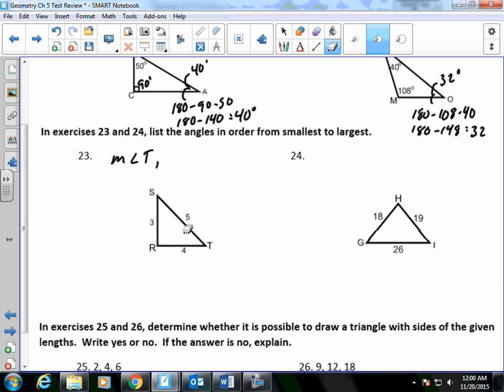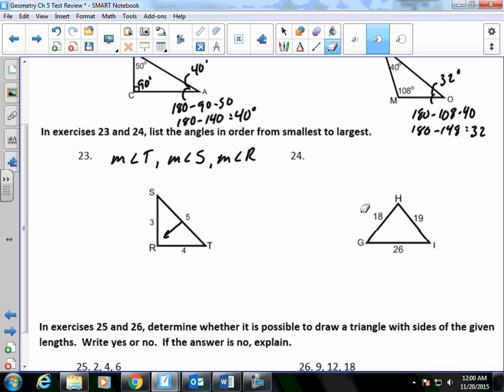And then 4 is the next bigger number. So the angle opposite of 4 right there is S. The measure of angle S. And then lastly, ST is 5, which is the longest side of this triangle. So the angle opposite it is going to be the largest angle. So measure of angle R is going to be our largest.